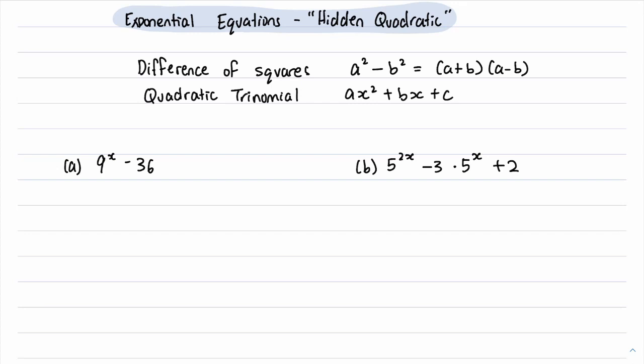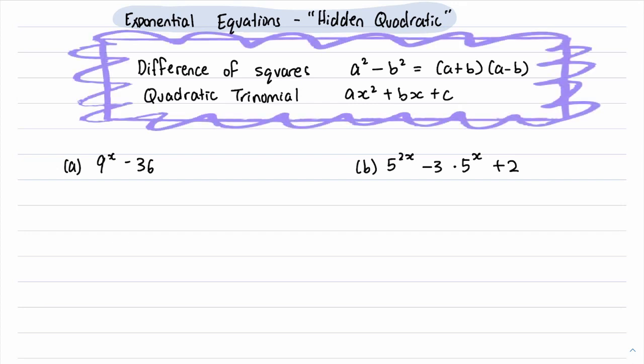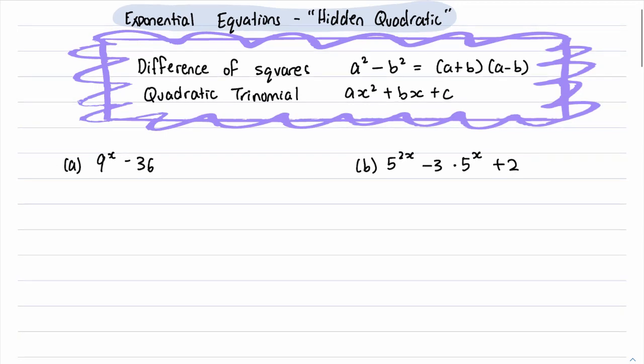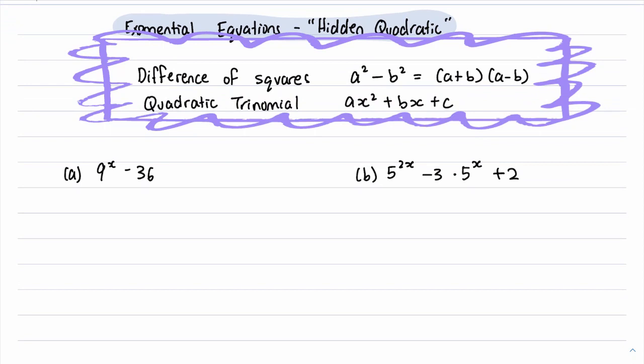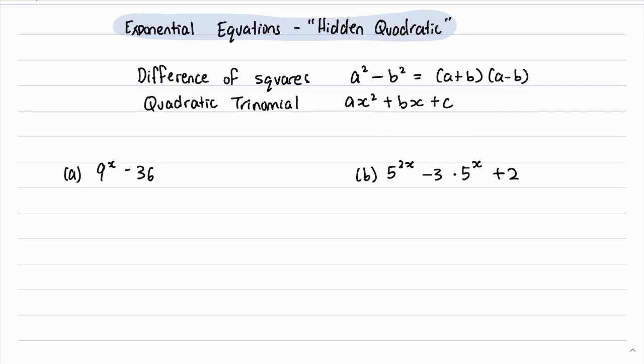So recall up here, this is what a difference of squares looks like. We have a squared minus b squared, which factors to (a plus b)(a minus b). Now we might also be given a trinomial instead, which has the form ax squared plus bx plus c. So let's take a look at the first two examples on the page here.